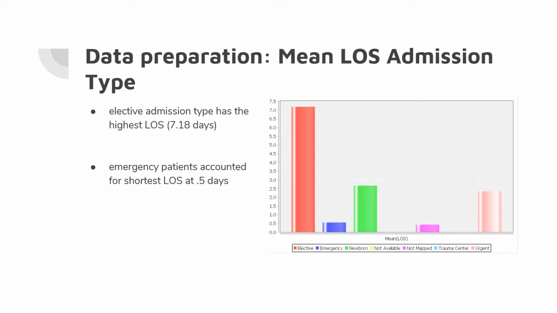Our next slide covers the mean LOS by admission type variable. Now the different admission types are like elective, emergency, newborn, trauma center, urgent, and it looks like the elective category has the highest mean LOS at 7.18 days, while emergency patients have the shortest LOS at 0.5 days.